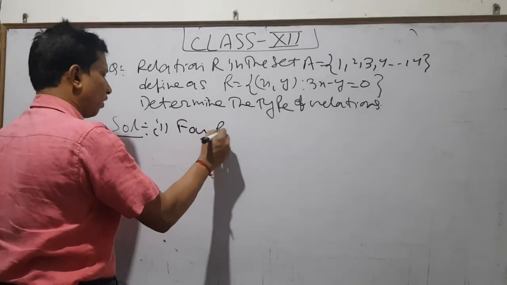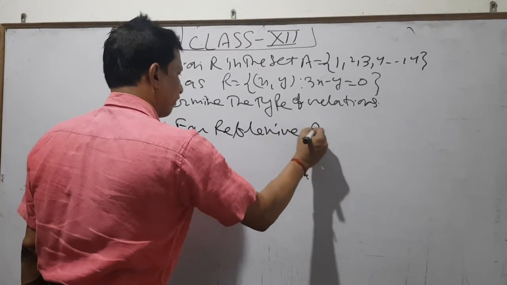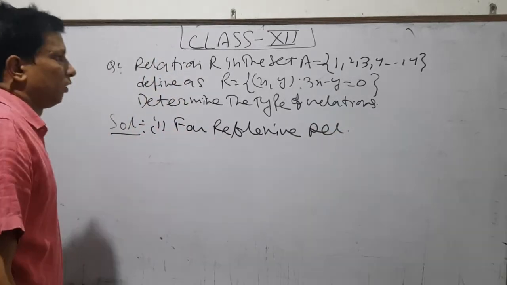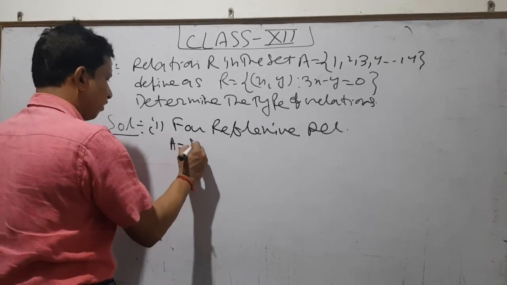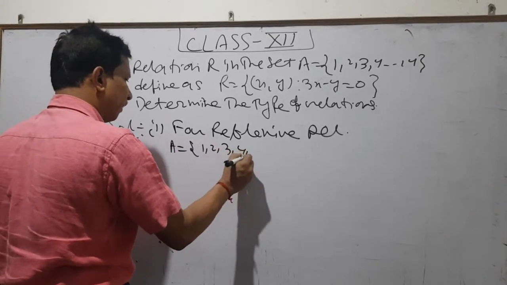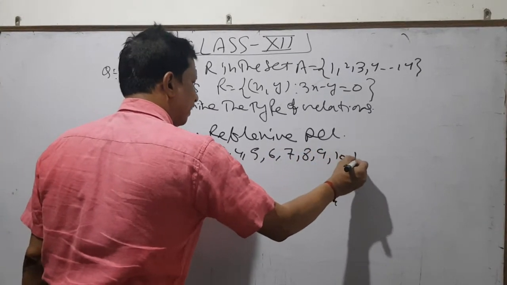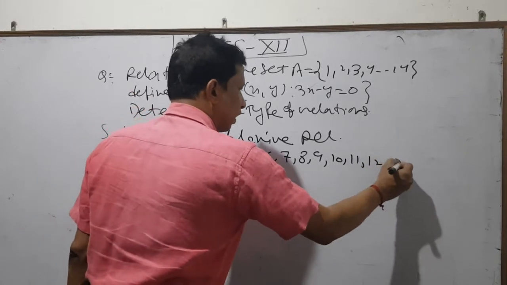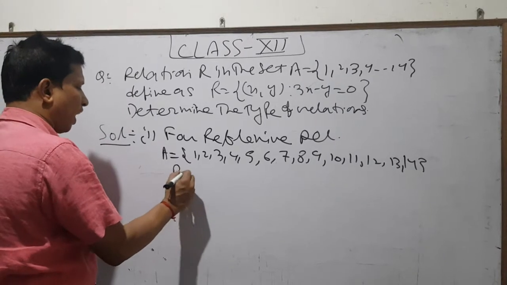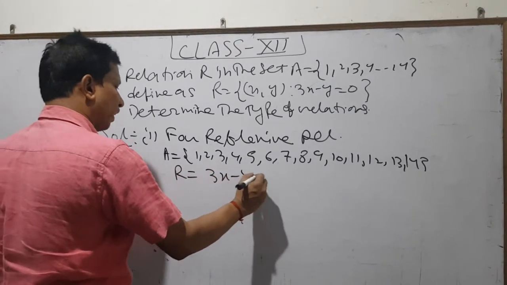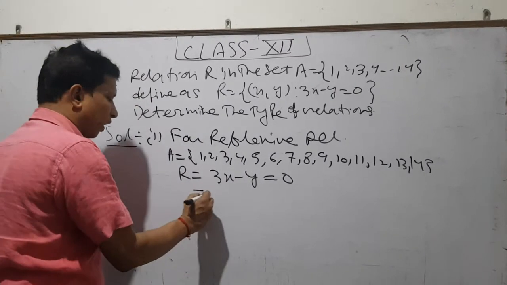First, the reflexive relation. Set A is defined as 1, 2, 3, 4, 5, 6, 7, 8, 9, 10, 11, 12, 13, 14. And relation R is 3x - y = 0. Note down this one.